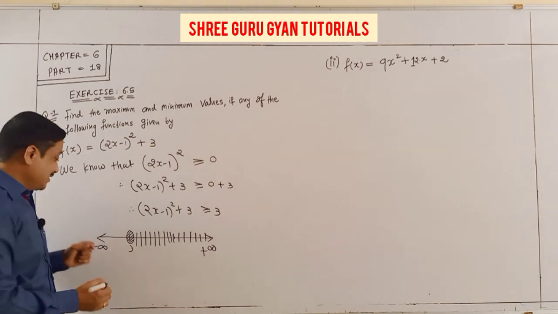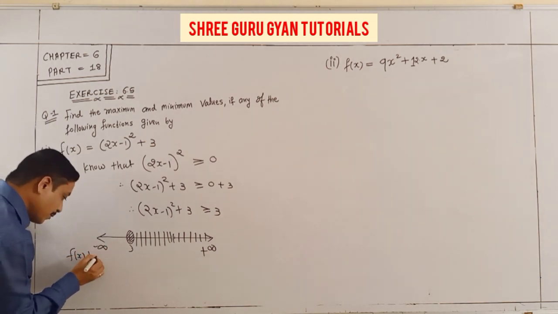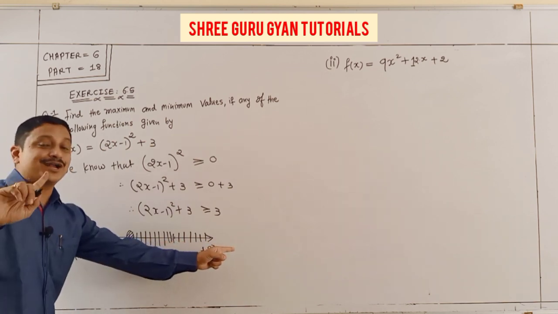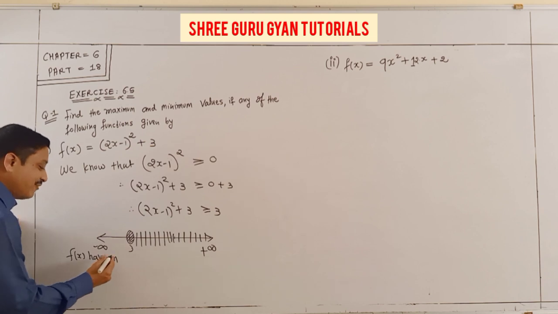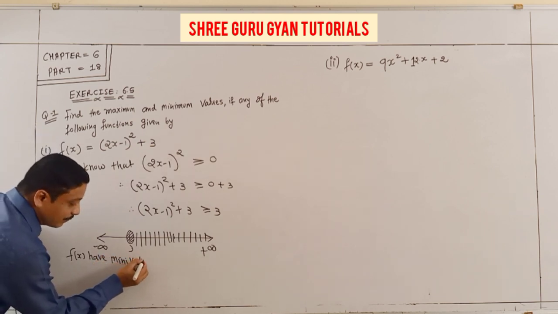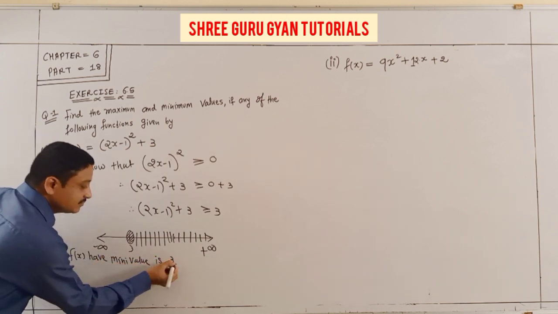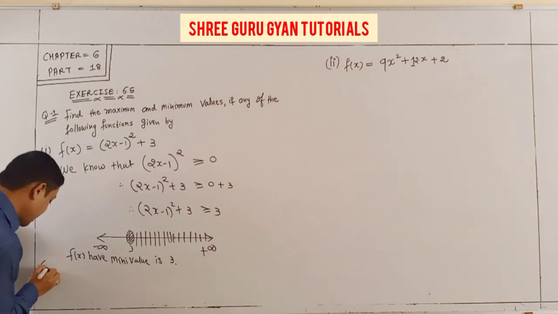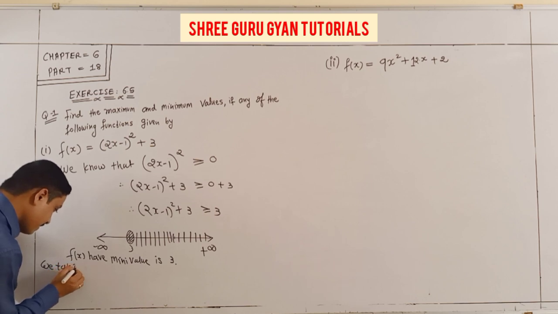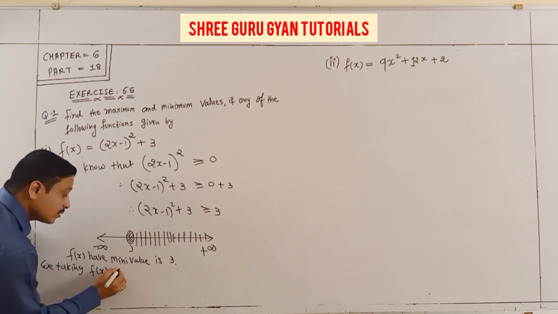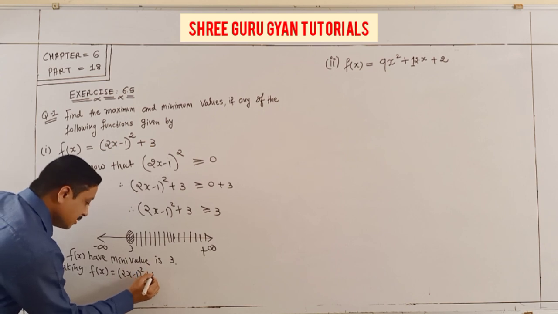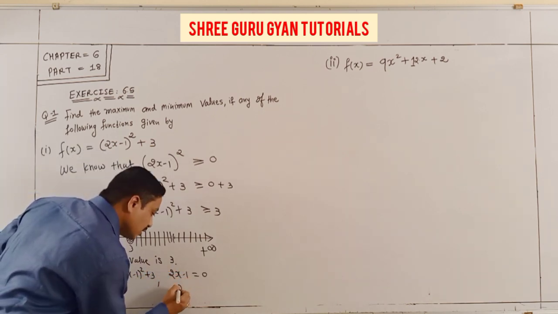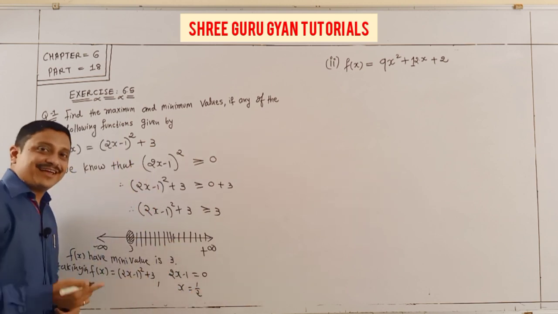Very easy. So does f(x) have a maximum or minimum? It does not have a maximum, it has a minimum. Yes, f(x) has minimum value 3. At which place is it 3? We take f(x) equals (2x minus 1) whole square plus 3, and write down 2x minus 1 equal to 0, so x is equal to half. And that half I put here.